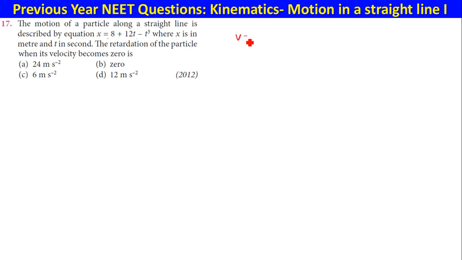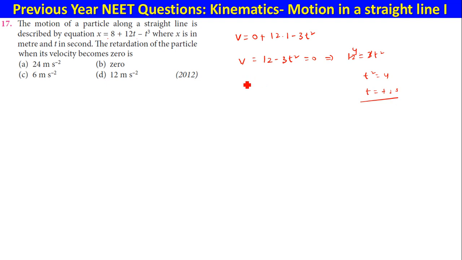What about velocity for that? That is 8 differentiation is 0 and 12t differentiation is 12, minus t cube differentiation is 3t square. Okay, 12 minus 3t square, that is your velocity. Now you have to equate it to 0. He is saying that when velocity becomes 0, what is the retardation? From this I can take 12 is equal to 3t square, so t square is equal to 4. T can be plus or minus 2 seconds, so minus 2 seconds is not possible, so plus 2 seconds is the only possibility.